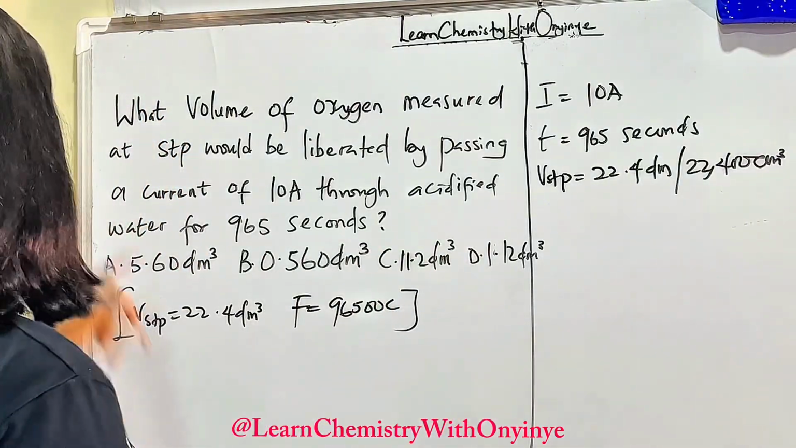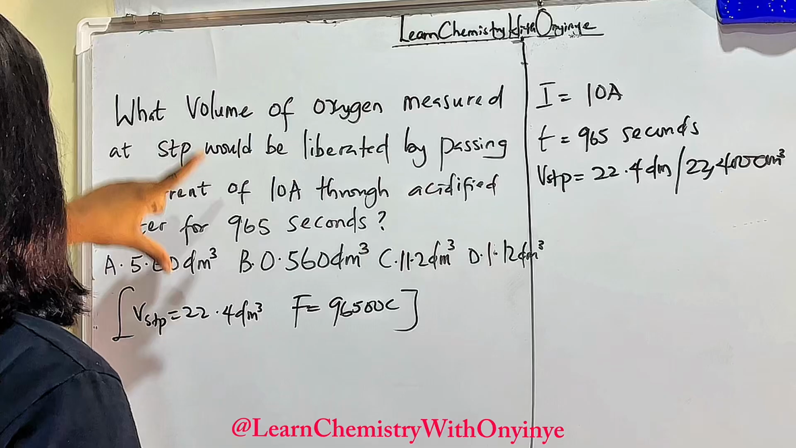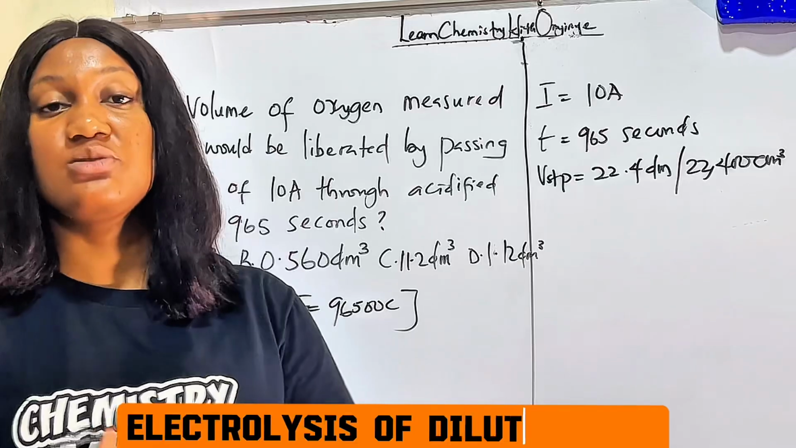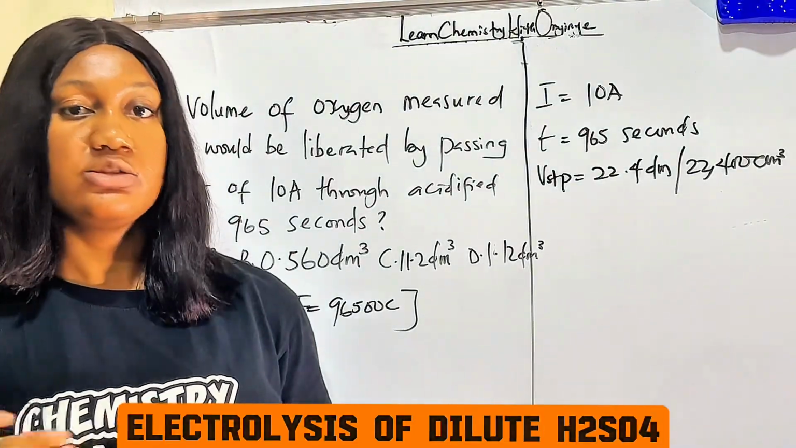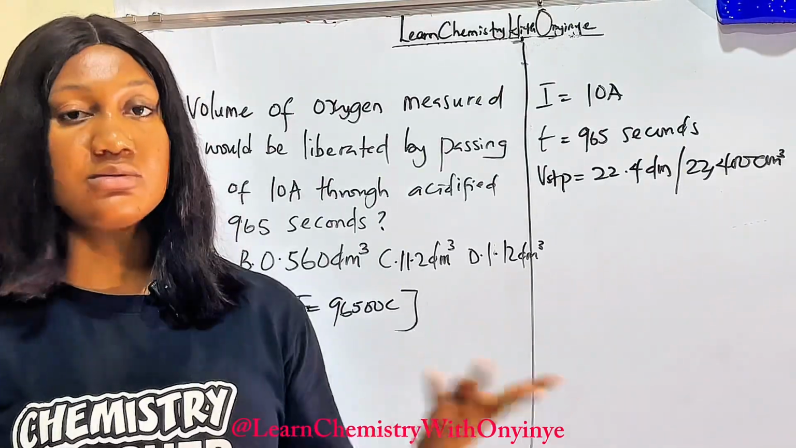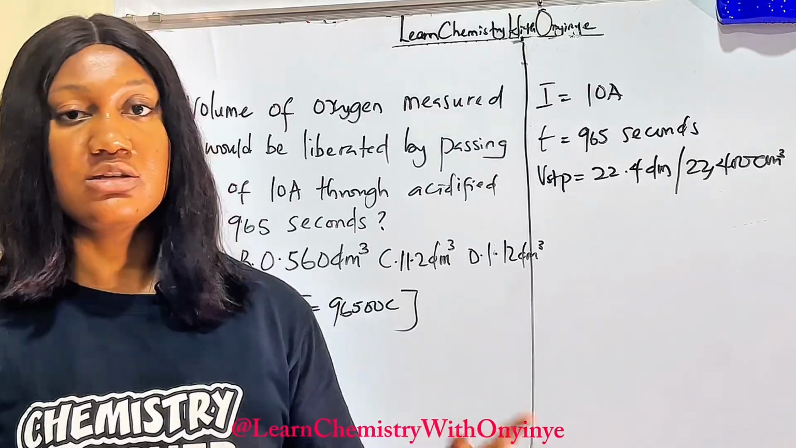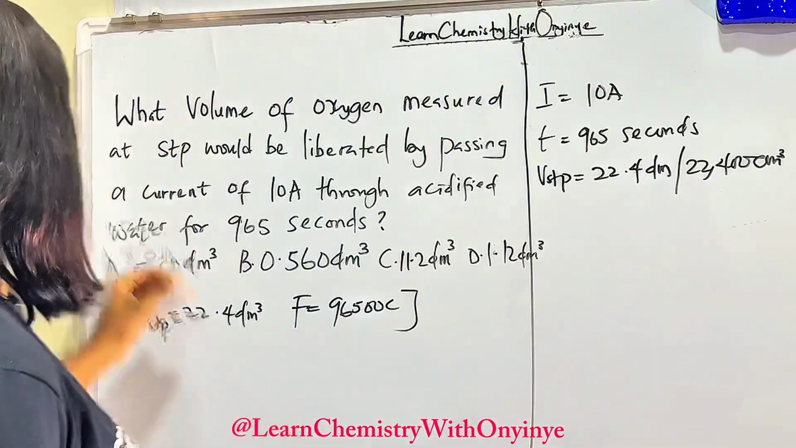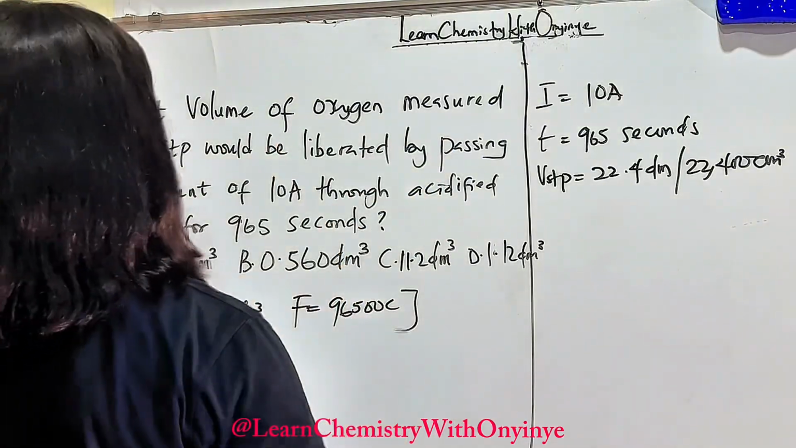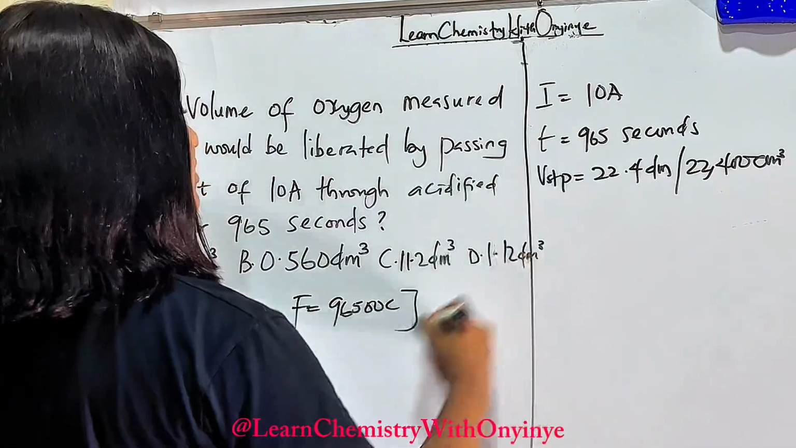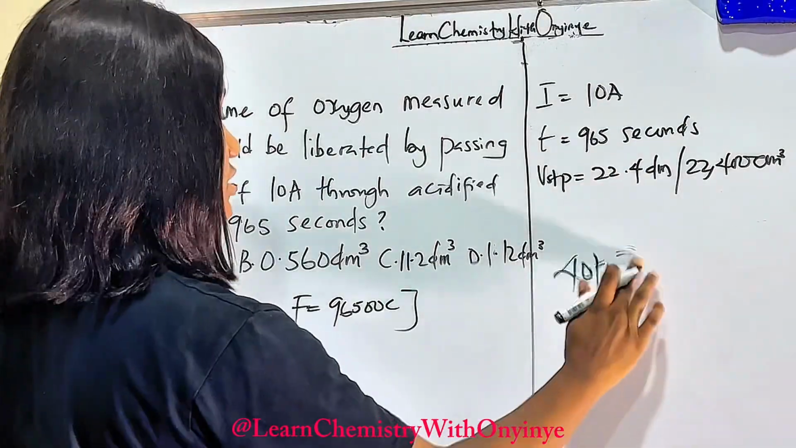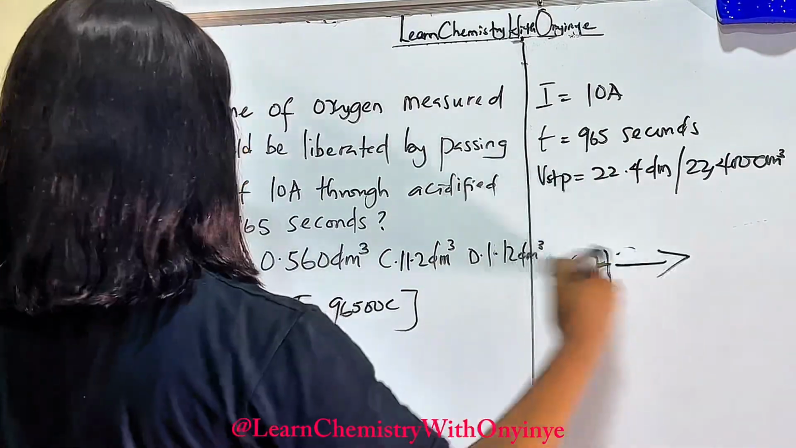Now, first of all, what is the electrolysis of acidified water? This electrolysis can also be called electrolysis of dilute H2SO4. So this is water having little drops of dilute H2SO4. Either sentence you see in your question would go. We're talking about the volume of oxygen measured. In the electrolysis of acidified water, this is one of the half equations we're going to have. So when hydroxyl is being discharged, this hydroxyl would in turn discharge oxygen.